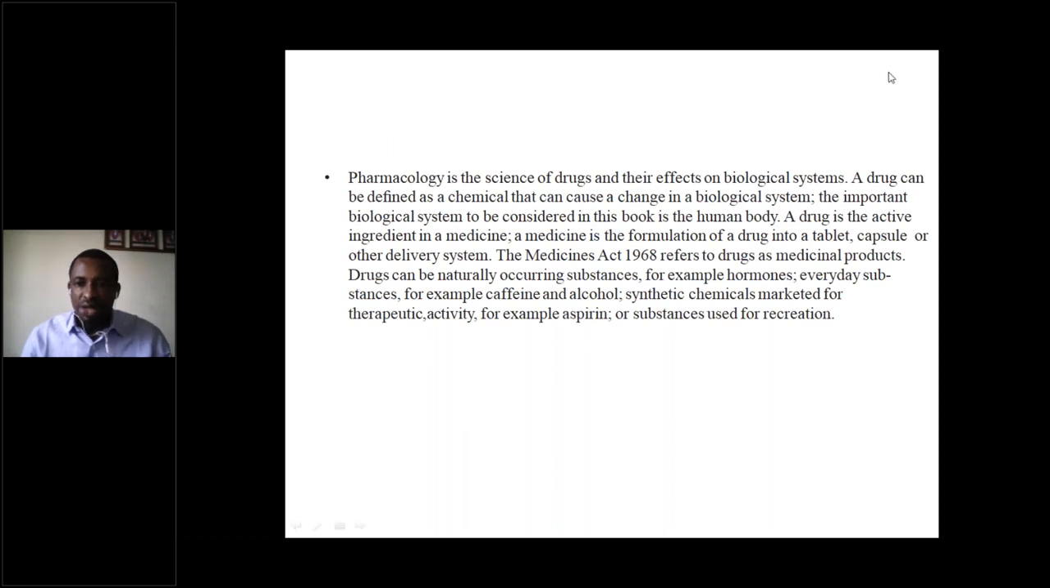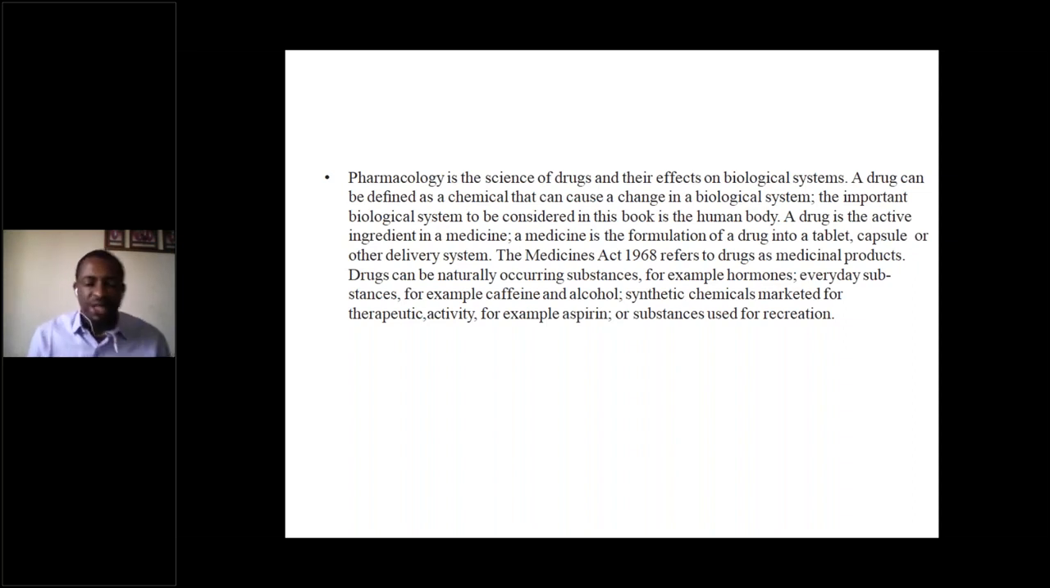This is anatomy and pharmacology, so what is pharmacology? Pharmacology is the science of drugs and their effects on biological systems. The human body, the animal body, is a biological system. So pharmacology looks at the effect of these drugs. How do these drugs affect this biological system? What do they trigger? What do they enhance? What do they reduce? What is their impact?